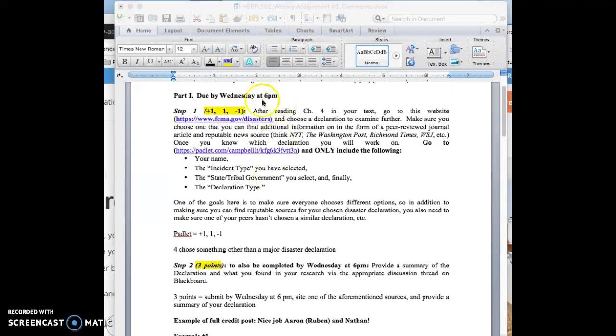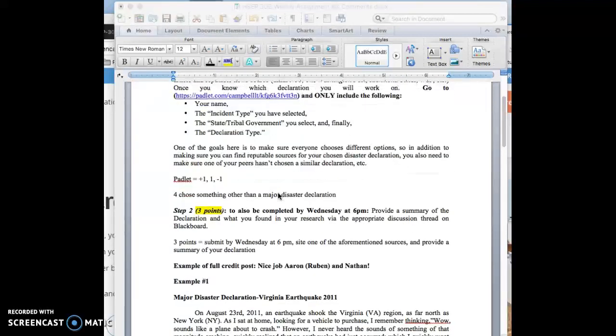So after you did this by Wednesday, this was so that your classmates knew what declaration type you had, what incident type you had, and so hopefully would choose something different, which many of you did, but quite a few of you didn't either.